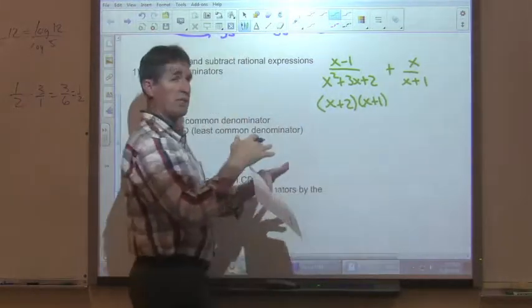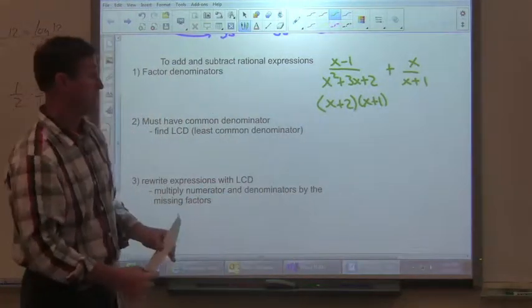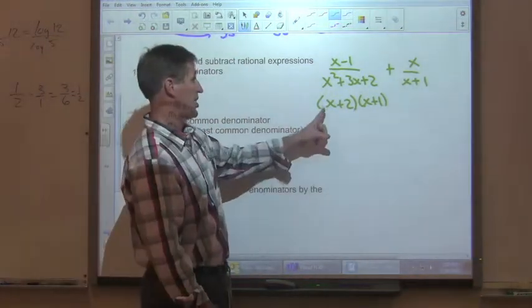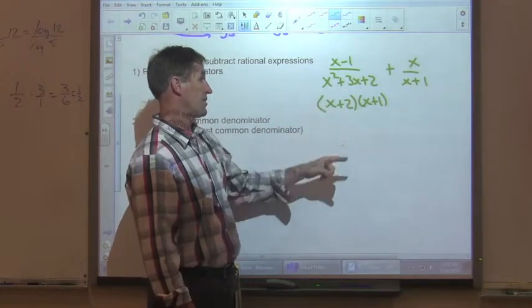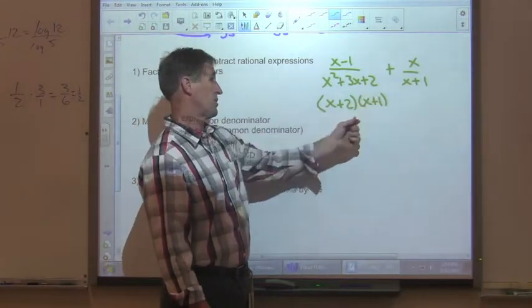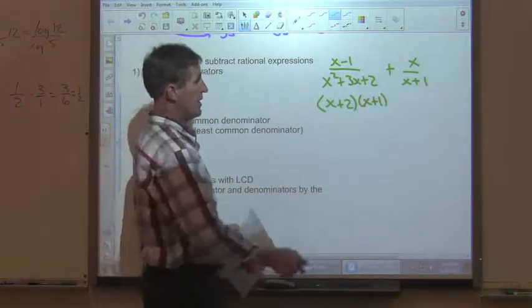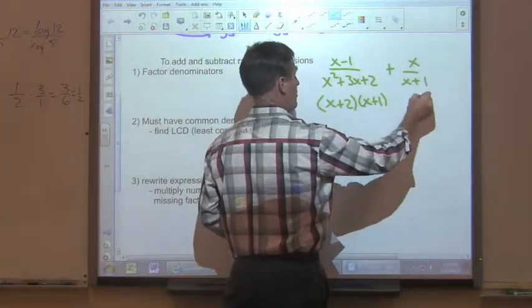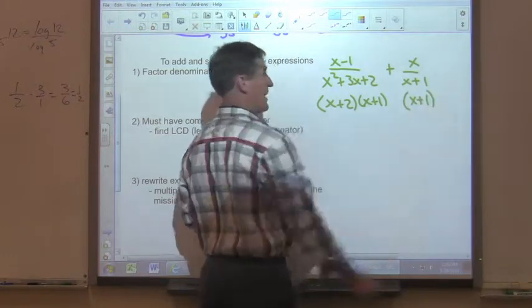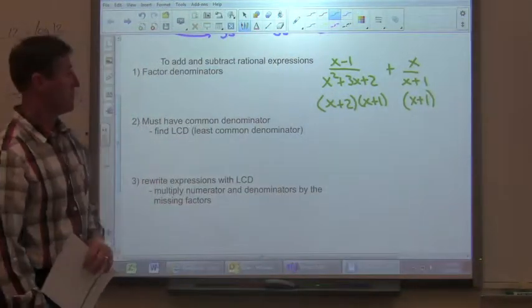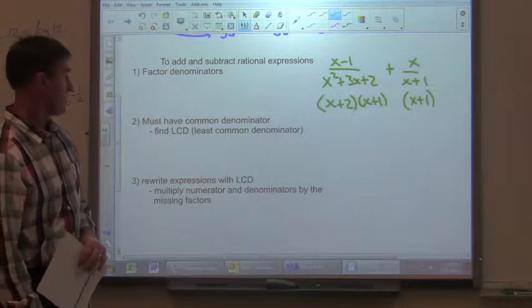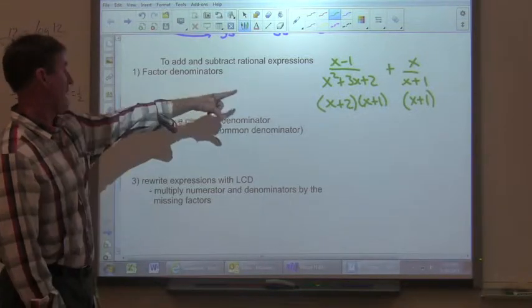Now, you may have to use the x method or however you factor, but again, my advice is always check it. X times x is x squared. 2 times 1 is 2. 2x plus x is 3x, so I know I'm right. The x plus 1 I can't factor, so again, my advice is put parentheses around it. That gives you all one factor there. So we factored the denominators.